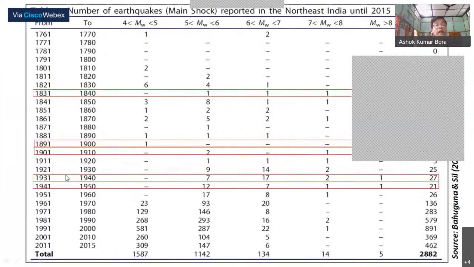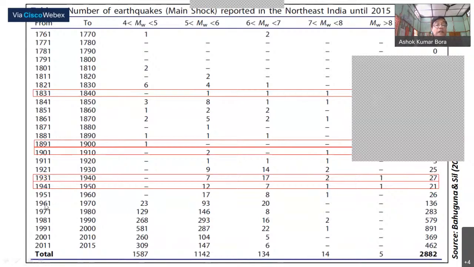Here you see the number of earthquakes, main shocks, reported until 2015, right from 1762. We find that between 1831 and 1841, there were high magnitude earthquakes, and between 1891 and 1900, which includes the 1897 earthquake, high magnitude earthquakes occurred. Between 1901 and 1910, high magnitude earthquakes occurred. 1931 to 1940, and 1941 to 1950, the great earthquake of Assam also took place. In this way, we have a record of a total of 2,882 earthquakes.